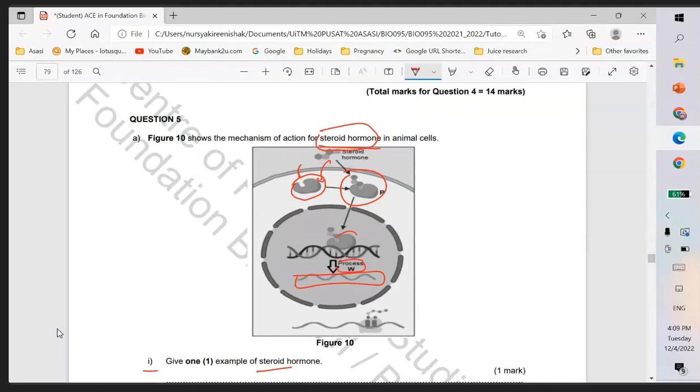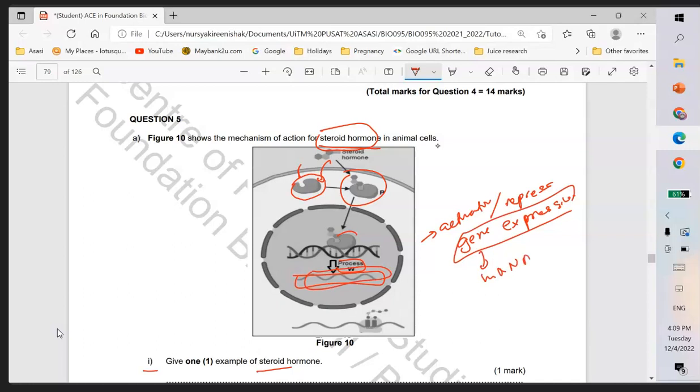So what is the effects of steroid hormones adalah dia akan menyebabkan last sekali apa? Activation or repress gene expression. What is gene expression? Which leads to the synthesis of mRNA through transcription. From mRNA leads to apa? Translation, which to produce protein.